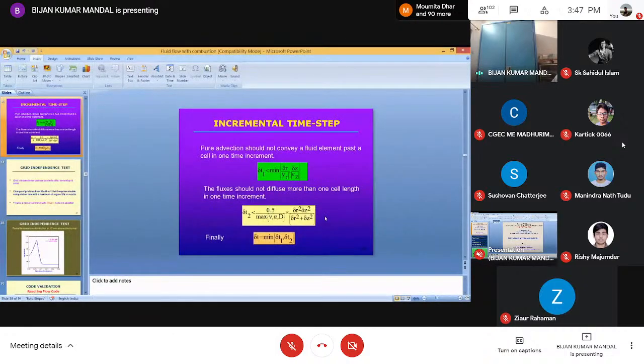Now, what will be the time step? As I told you, we advance in time. We will give the equation, and after some time we will get the situation after some time. And this time increment should be chosen considering two points. One, the advection, or you can say convection time. That is, it should not convey a fluid element past a cell in one time step. So it has to be taken so small that in that time it will not pass a small cell that we are considering. Similarly, another condition from the conduction, and finally the minimum of those will be taken, and to ensure that it is again minimized.